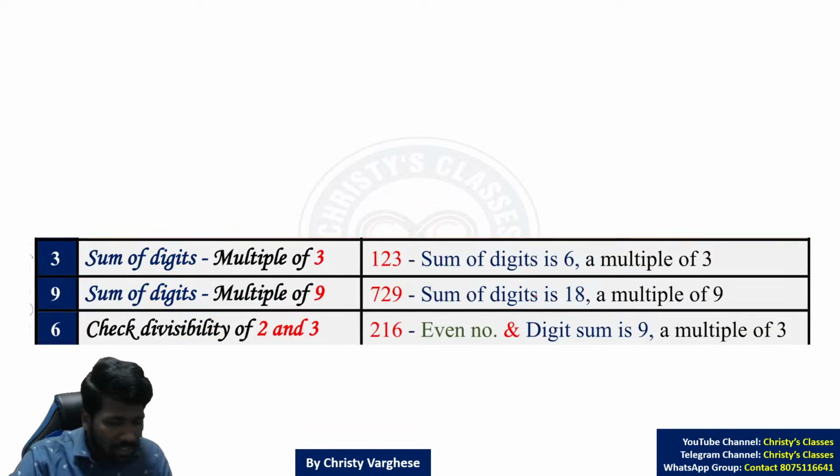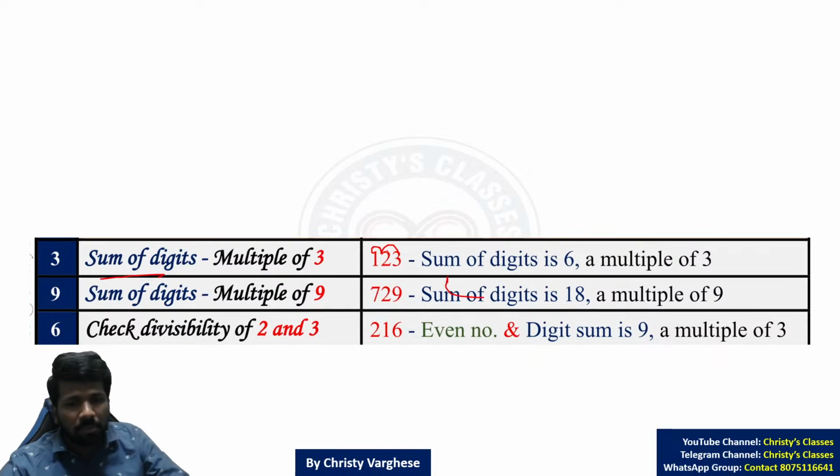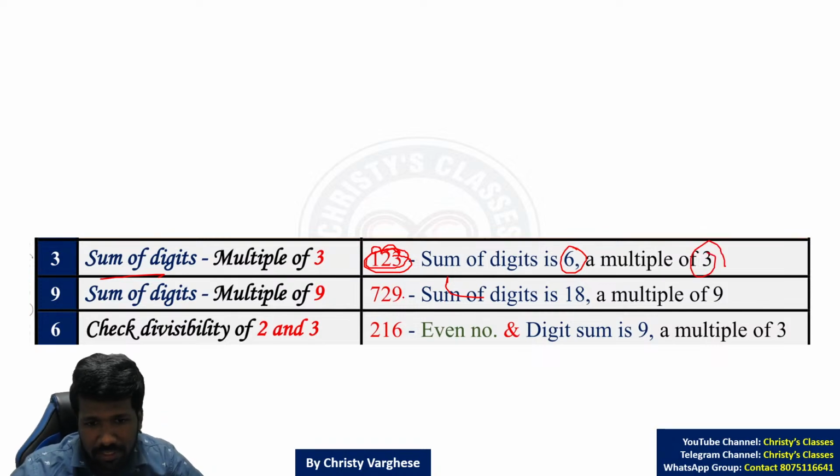Now 3, 9 and 6 are connected. That is based on the sum of digits. If the sum of digits is divisible by 3, the number is also divisible by 3. 1 plus 2 plus 3 is divisible by 3. That is why 123 is divisible by 3. Because 1 plus 2 plus 3 is 6. 6 is divisible by 3. Na? 3 is a factor of 6.